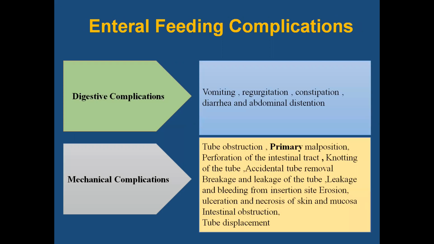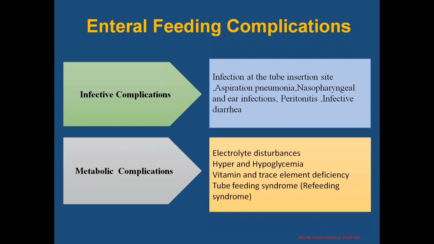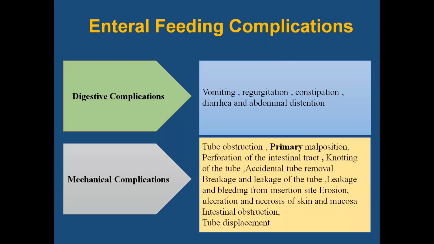What are the complications of enteral nutrition? Maybe digestive complications, mechanical complications, infective complications and metabolic complications. Digestive complications: patient को vomiting हो सकता है, regurgitation, मतलब food जो है वो वापस reflux हो सकता है, constipation, diarrhea and abdominal distension. Mechanical complications are tube obstruction, malabsorption, perforation of the intestinal tract, leakage and bleeding from intestine, site erosion, and ulceration and necrosis of skin and mucosa.